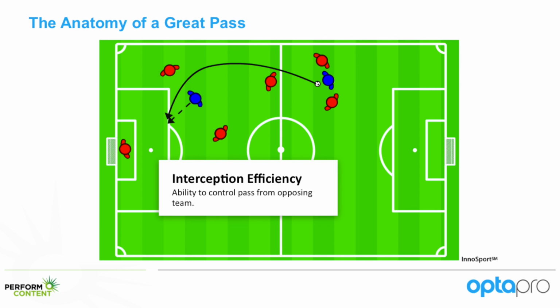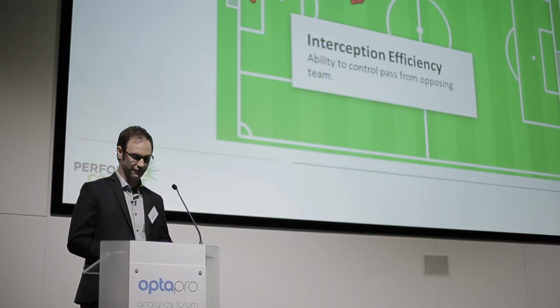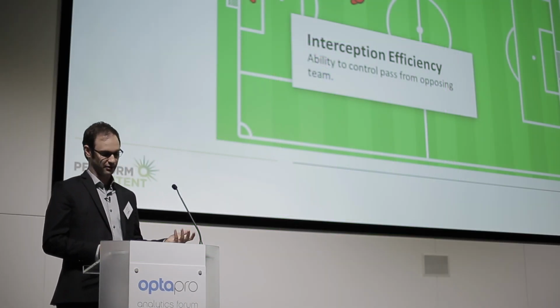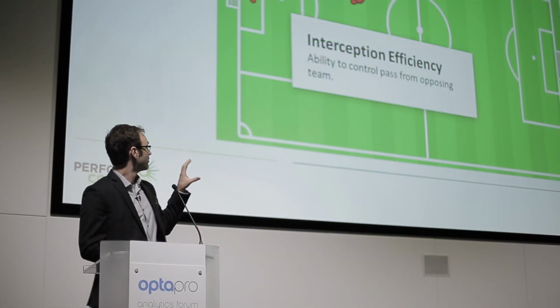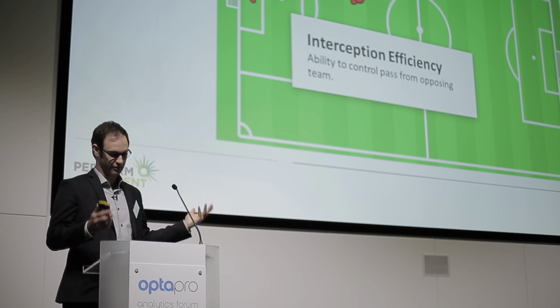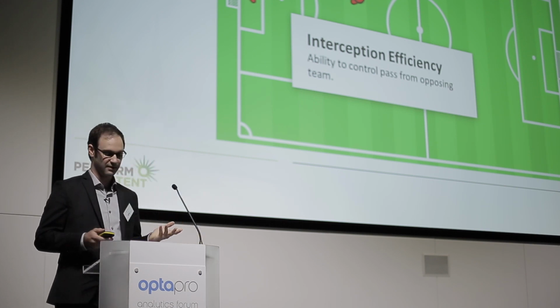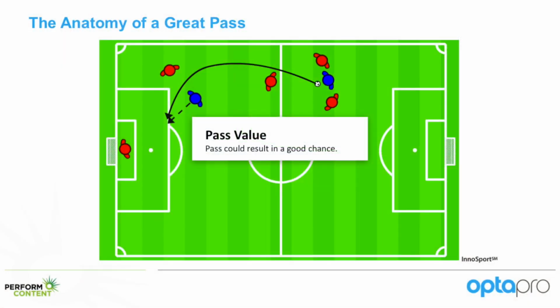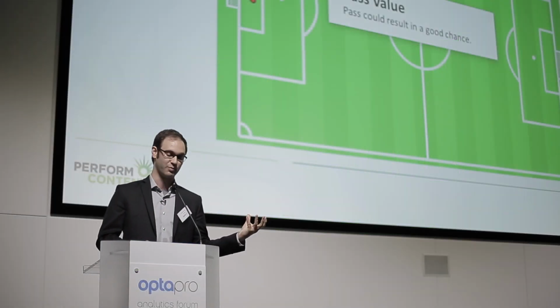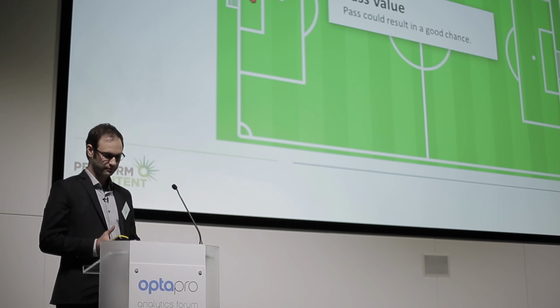Now, from the defensive perspective, we want to be able to intercept passes. That requires a lot of the same skill set as receiving a pass, because you have to control it, you have to be able to keep it away from the opposing players, you have to be precisely located, etc. That aspect of it we call the interception efficiency, basically. And then the last pass component, which we already touched on, is the value. In this toy example up here, the pass goes to the attacker, who's then in a great scoring position. That's a very valuable pass because it could result in a score.